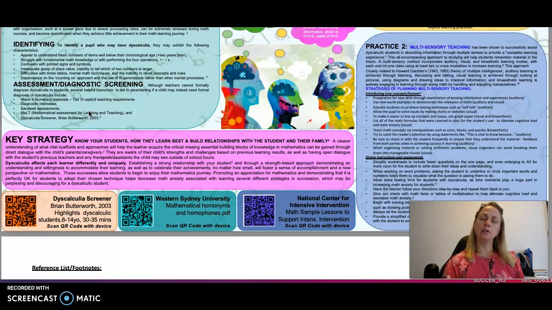Dyscalculia affects each learner differently and uniquely, so building a strengths-based approach, demonstrating understanding and willingness to accommodate their learning, and really celebrating their achievements, no matter how small, is I think the most imperative foundation step for building success in a child with dyscalculia's maths journey.